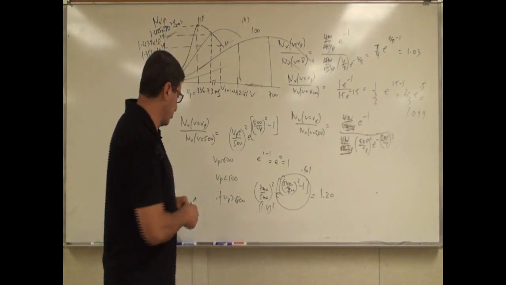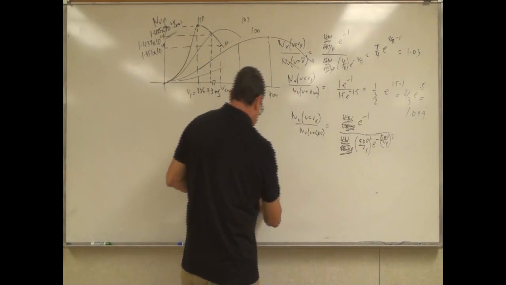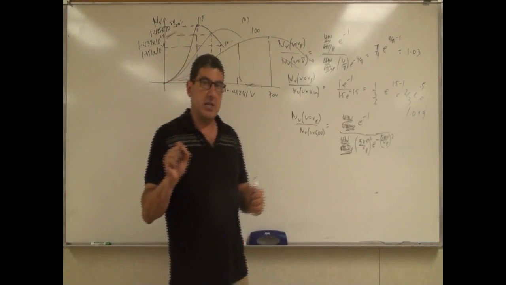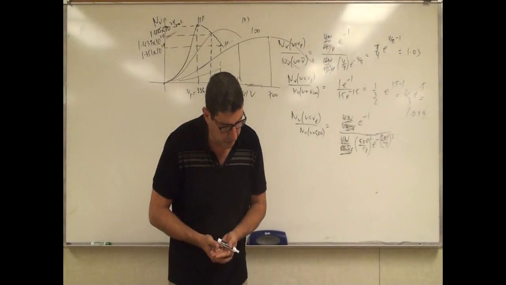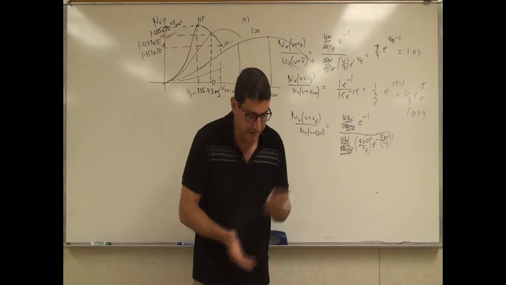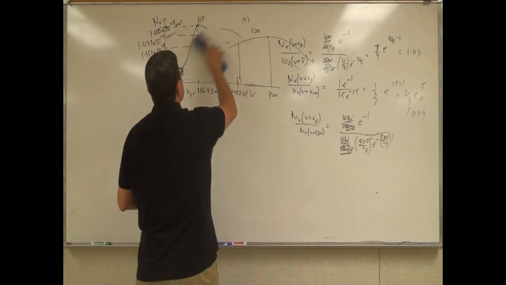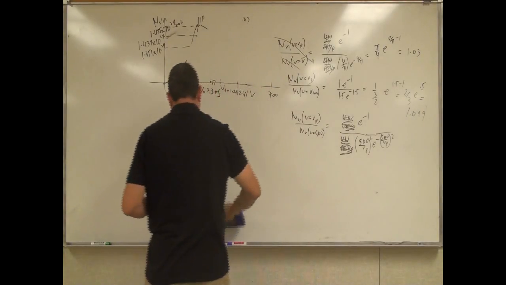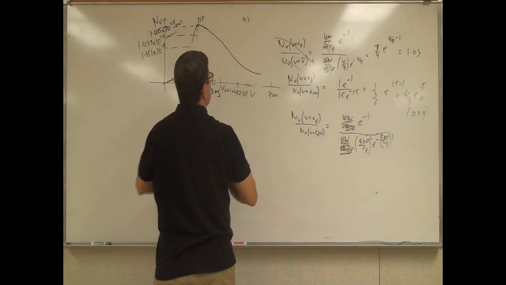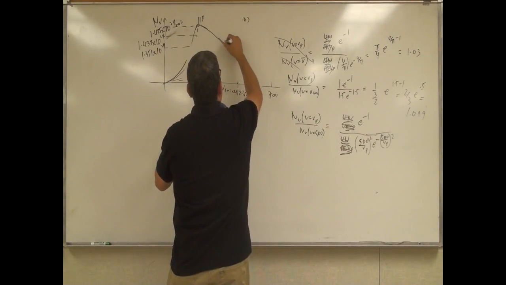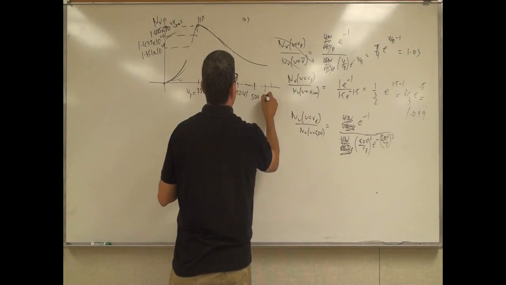Okay, now let's answer the last question. The last question said, what is the probability in that container of finding a carbon dioxide molecule moving between 500 and 520, right? In other words, graphically what that means is to find the area under the graph, okay, go like this, find the area under the graph between 500 and 520.